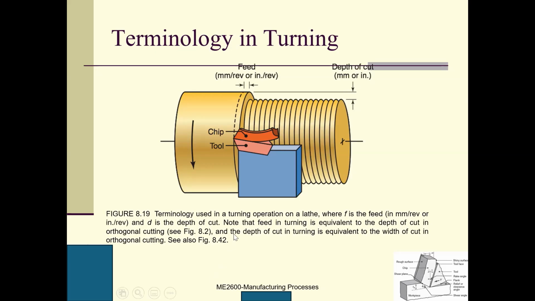Any questions? Here is the statement. The feed in turning is equivalent to the depth of cut in orthogonal cutting, and the depth of cut in turning is equivalent to the width of cut in orthogonal cutting. Maybe draw this down. I will ask you in the midterm.